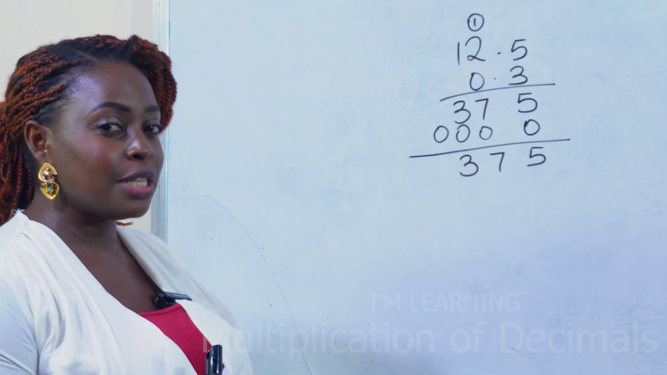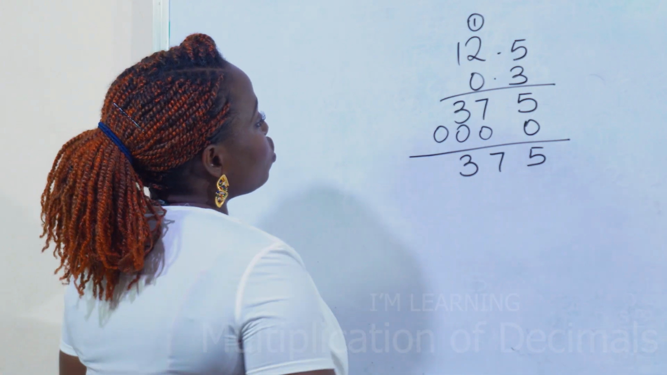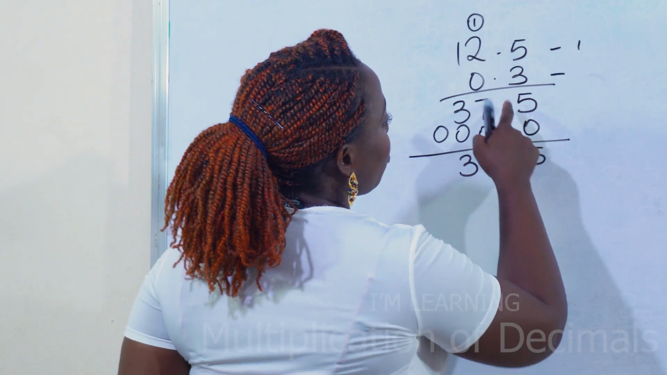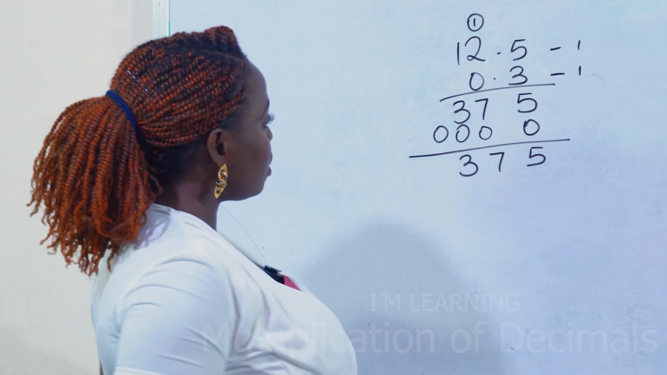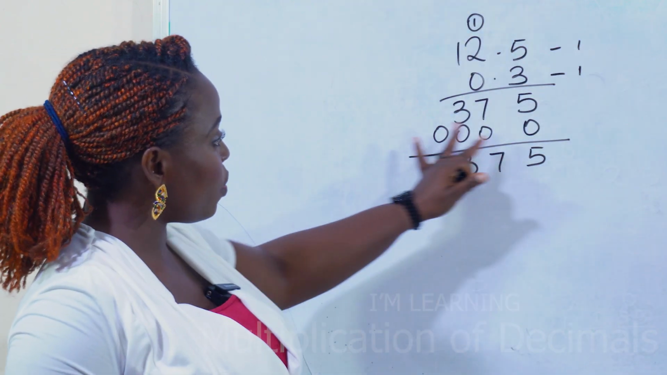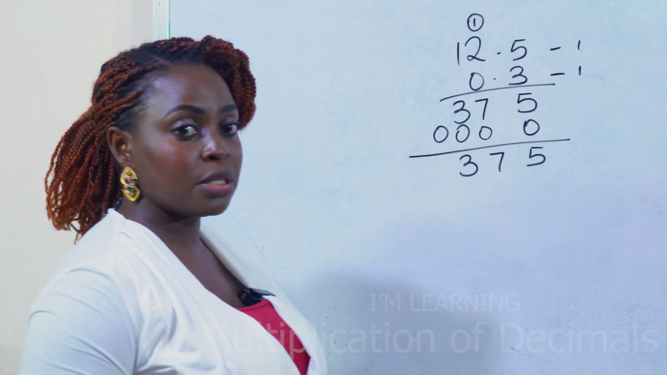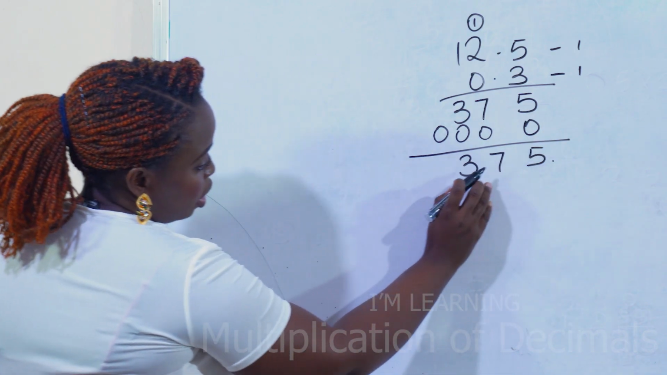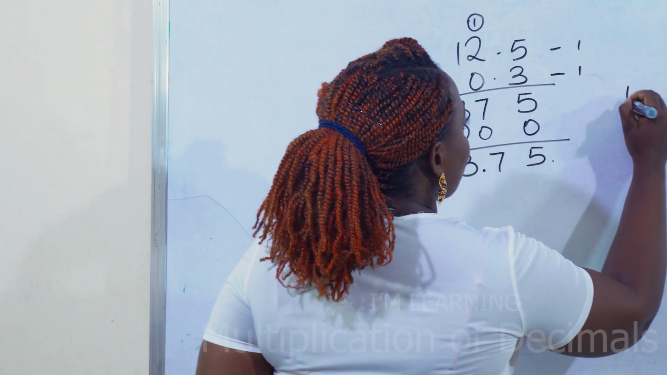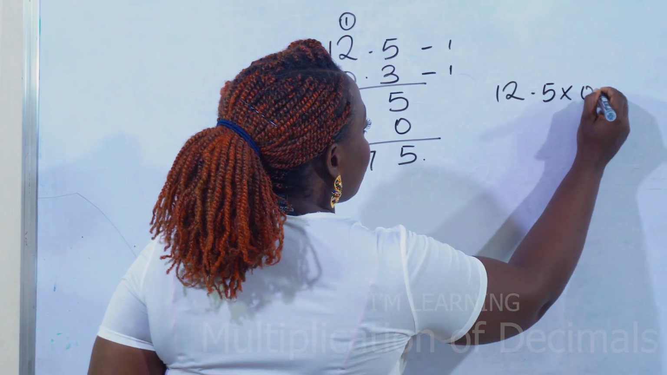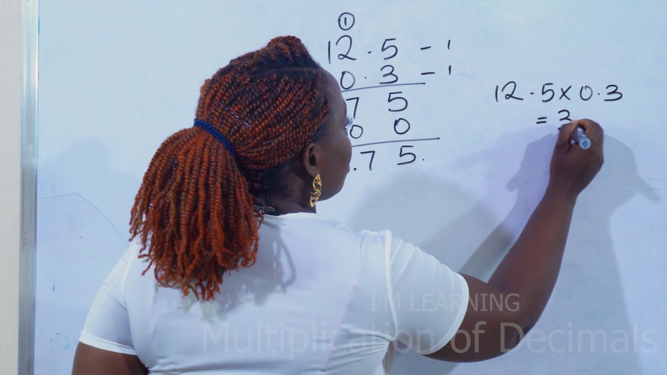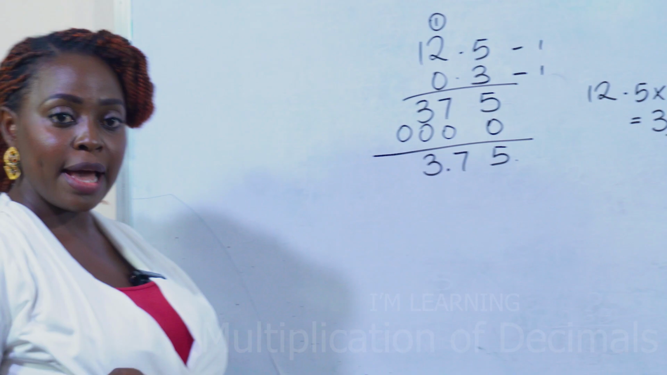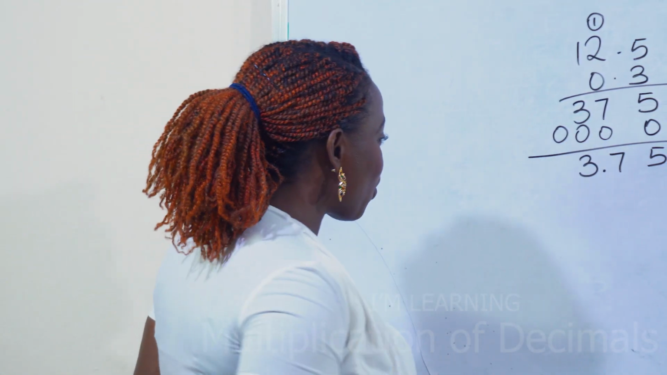But hold up. Did I count my decimal places? No, I didn't. It is time to do that. Now, 12.5, I have one decimal place here, meaning I have one number after the decimal point. 0.3, I also have one decimal place here after the decimal point. That means that in my entire question, I have two decimal places. I must indicate my two decimal places in my answer, starting from here. 1, 2. So my 12.5 times 0.3 is 3.75. That is my answer. Now we have one more question to do.